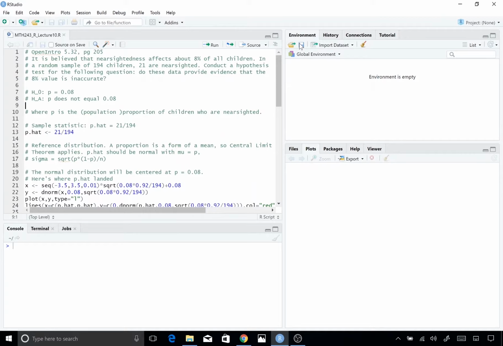We've got a sample of 194 kids, and 21 are nearsighted. So our sample proportion, p hat, is 21 divided by 194.